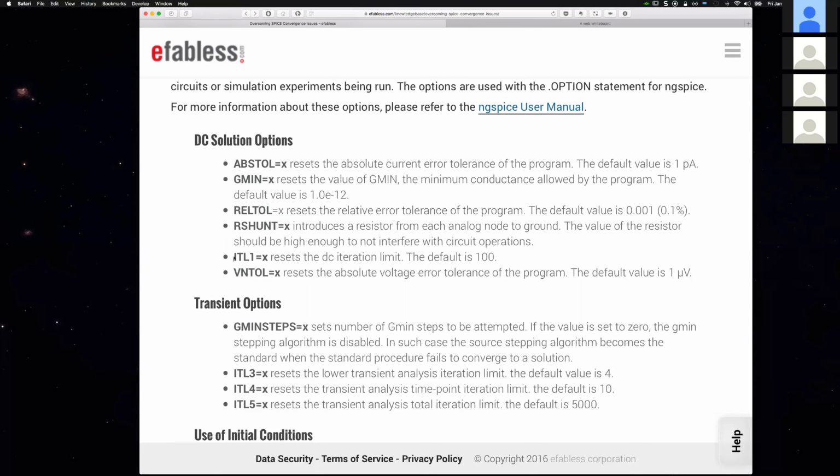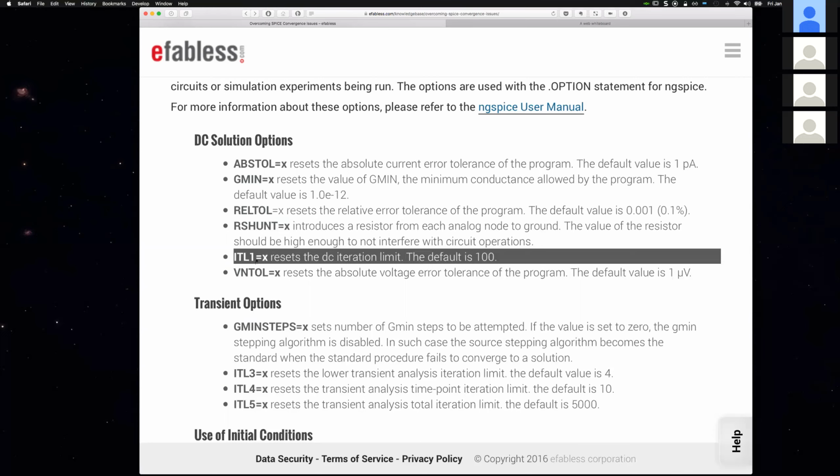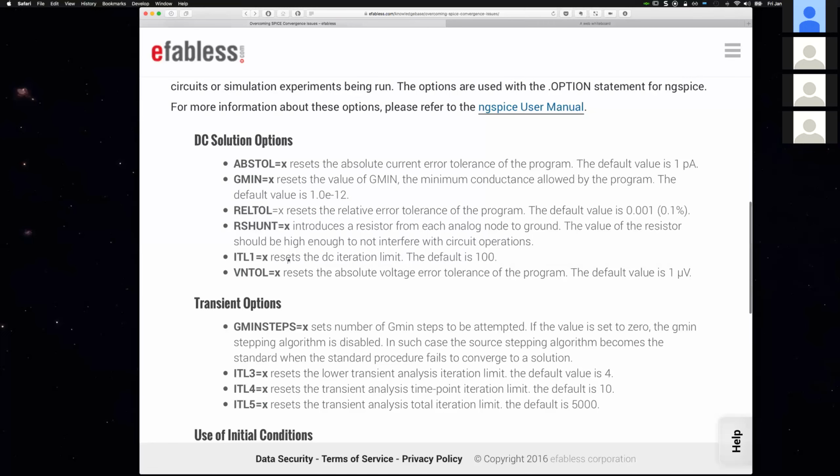There's a couple of other parameters. One of them actually is the ITL, and you will find it in the manual in different numbers, ITL 1, 2, 3, 4. But in general, ITL is a limit for the number of iterations at which the simulator stops a certain analysis. So we found that in many cases, you're telling the simulator, keep going, don't give up. And the default value is 100.